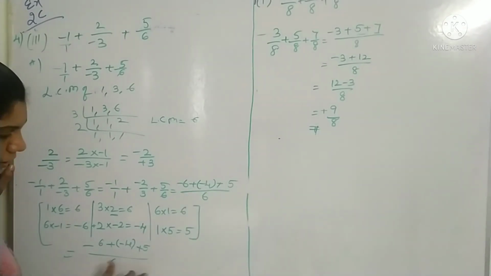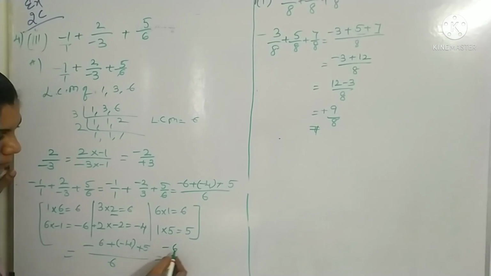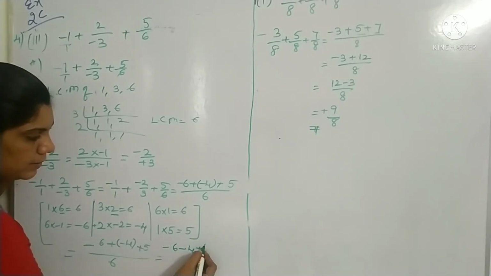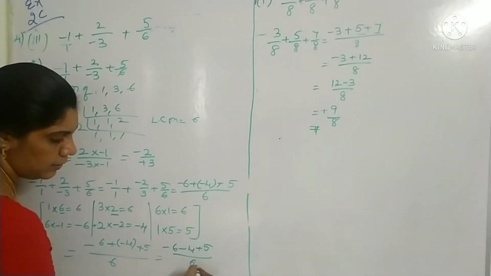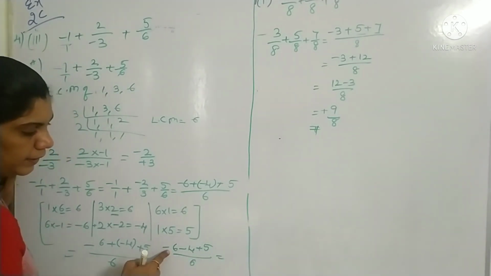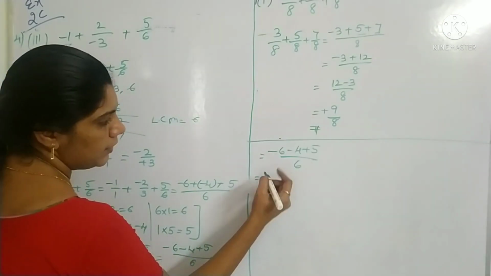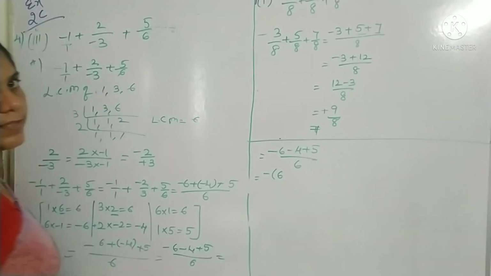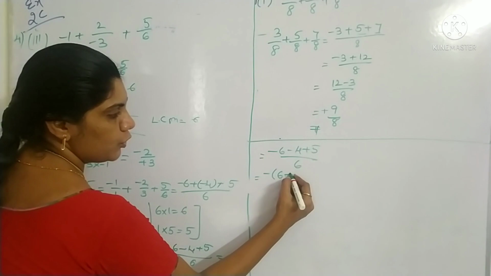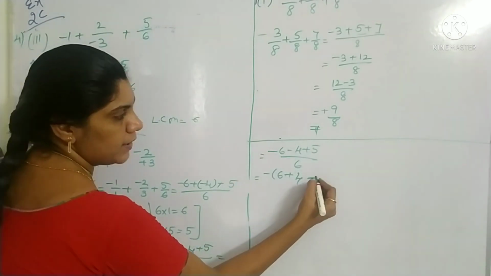Once again, I am writing here. Now see, removing the brackets and writing all the things. Minus 6 plus into minus, minus 4 plus 5, divided by 6. What do you get here? I will take the minus out here. So this minus 6 will be converted to plus 6. Minus 4 will be converted to plus 4. Minus taken out, so this plus will become minus here.